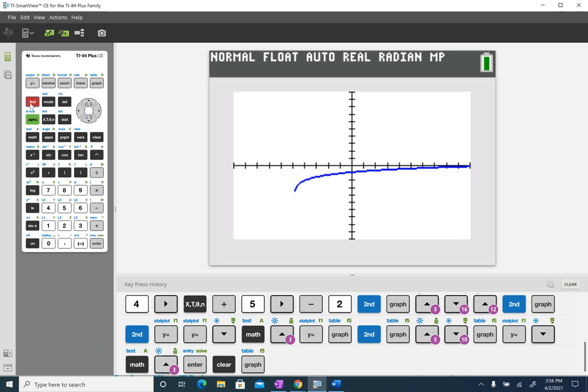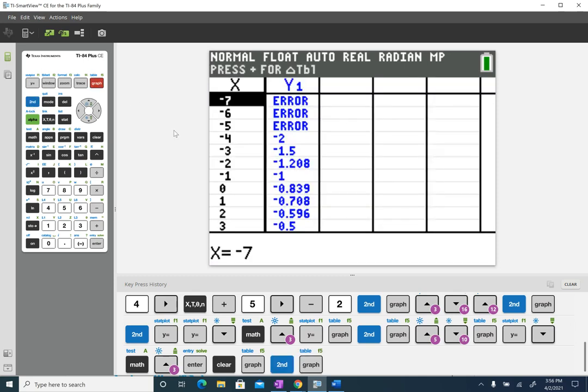If you actually want to see values in the table, you're going to press second graph, and that's going to bring you up the table. Notice that negative 5 or lower are all errors. That's because of both the asymptote and the domain restrictions.